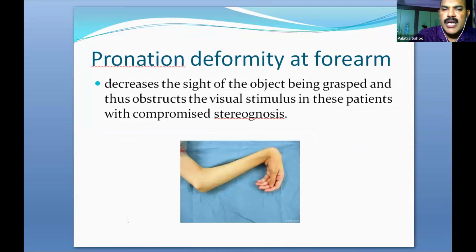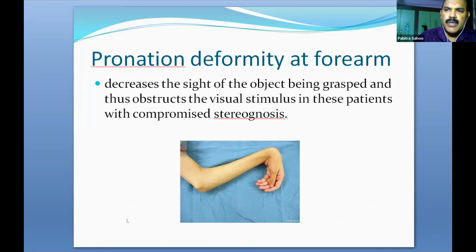Coming to pronation deformity of the forearm. This decreases the sight of the object being grasped and thus obstructs the visual stimulus in patients with compromised stereognosis. I already explained that. If the child has compromised stereognosis, the hyperpronated forearm will obstruct visual stimulation, so the grasp will be poor. Even if hand grasp is there, the child cannot hold it because he cannot see the object. For evaluating this forearm, start by trying to passively supinate the forearm and palpate the pronator teres, whether it is taut and cord-like.